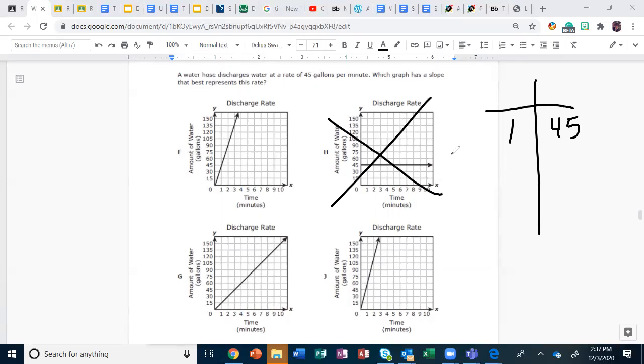Now, we know that 1 is equal to 45. What is 2 equal to? 45 plus 45 is? 90. So let's look at 1.